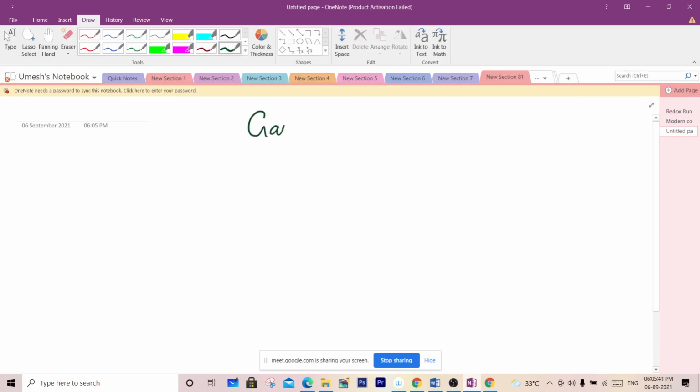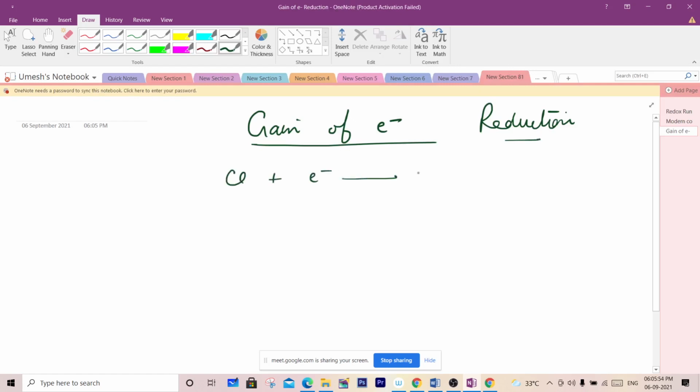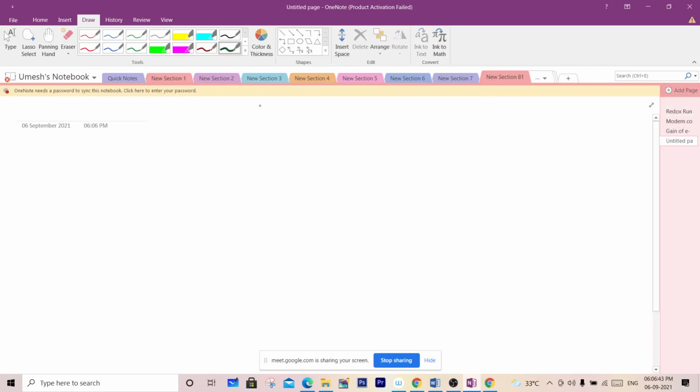And gain of electron is called reduction. Chlorine plus electron to become Cl negative. This is the gain of electron, and the gain of electron is called a reduction. O negative plus 1 electron becomes O2 negative ion. Reduction process. Or if there is already one negative charge and we are adding one more electron, it becomes O2 negative ion. By any means, it is gaining electron. This is called a reduction process. Understood?